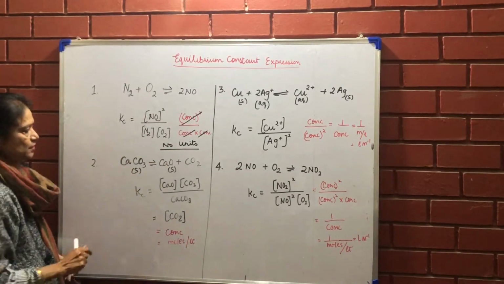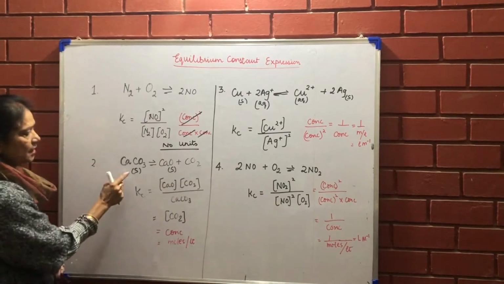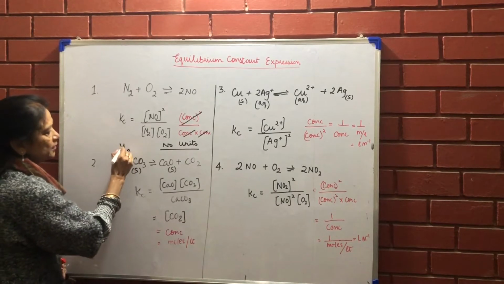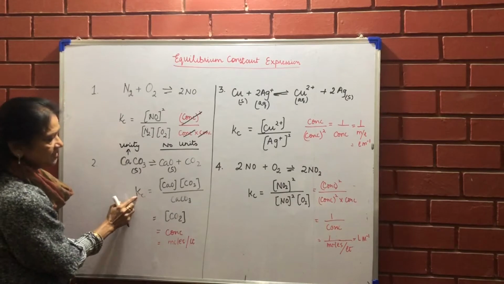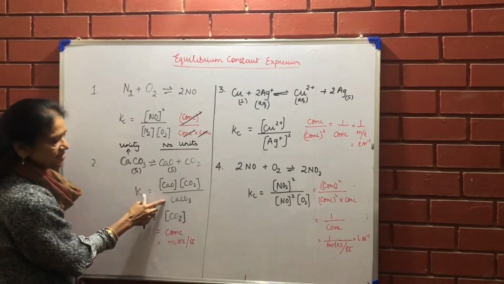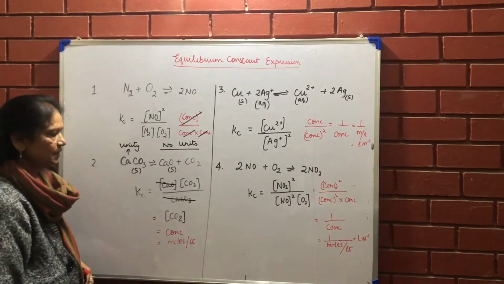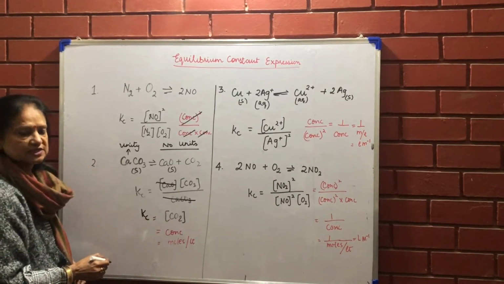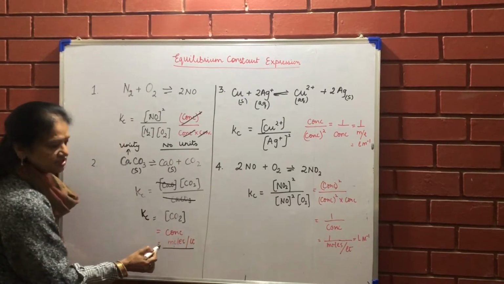Now see the second situation. I have written CaCO3 gives CaO plus CO2. If there are solids inside your reaction, take them as unit, meaning take them as 1. So although I'll have to write down Kc as CaO times CO2 upon CaCO3, I'll have to remove both these solids because their value is only 1. So basically Kc becomes equal to the concentration of CO2, and concentration means moles per liter, so its units become moles per liter.